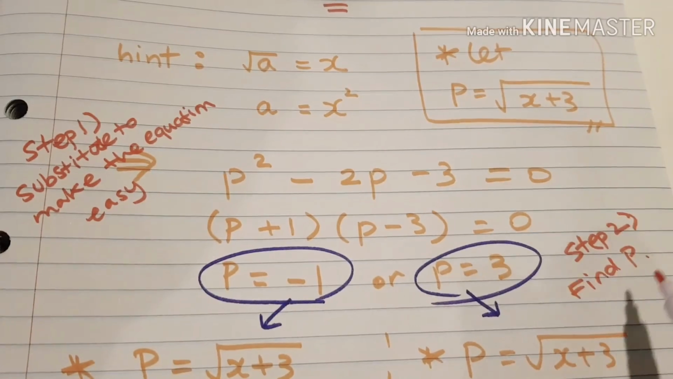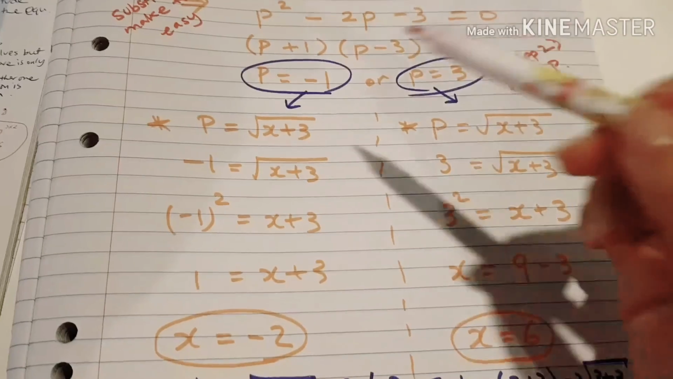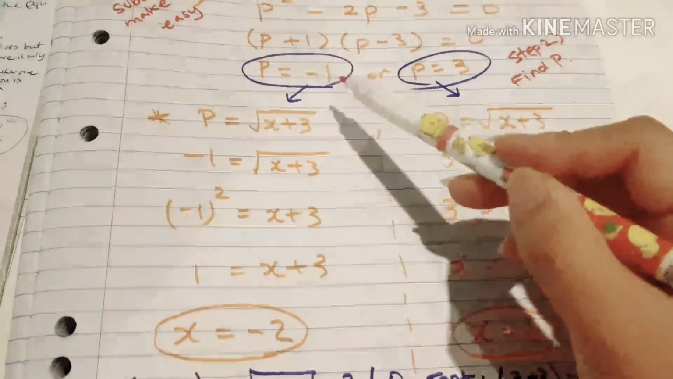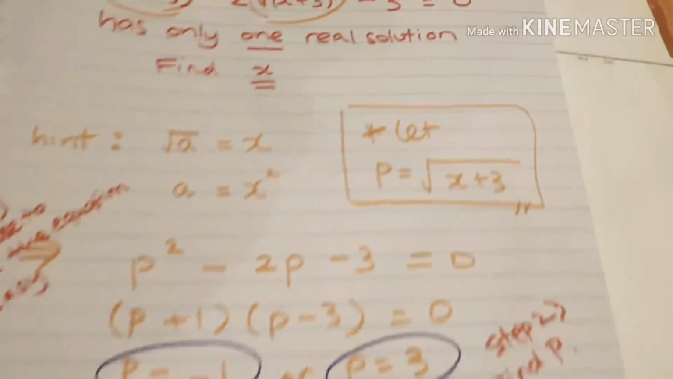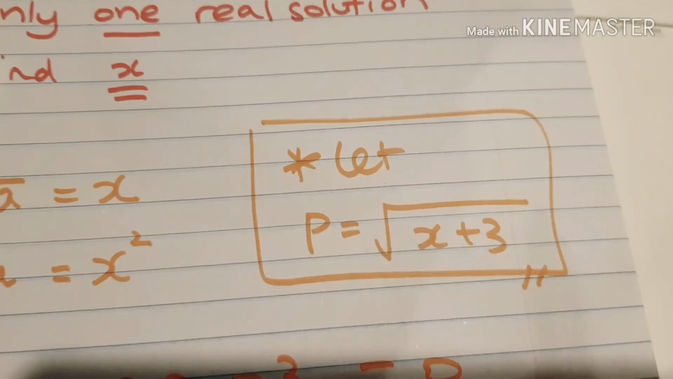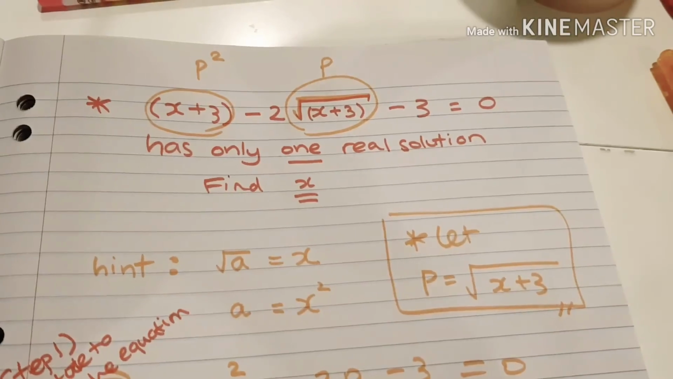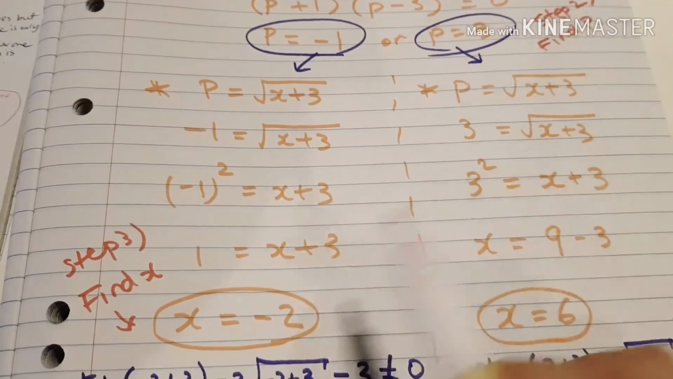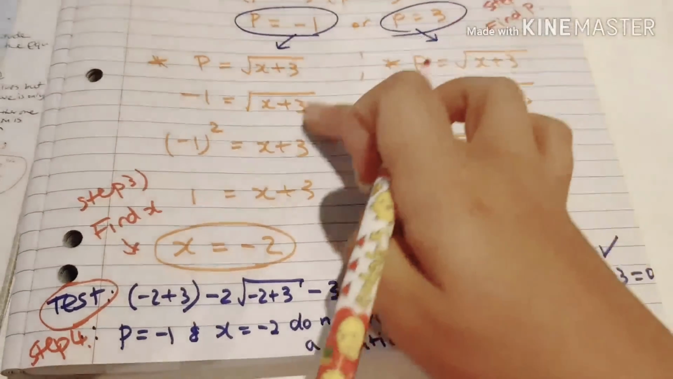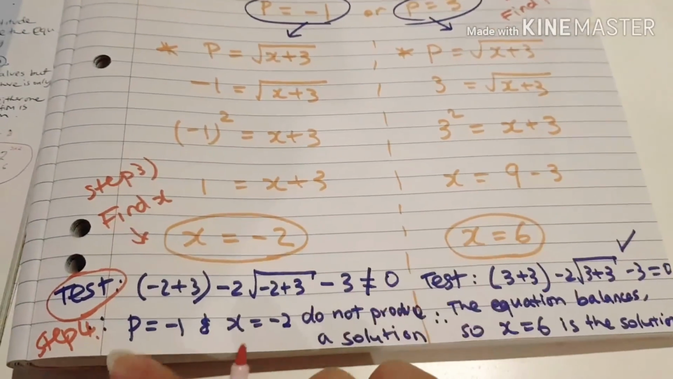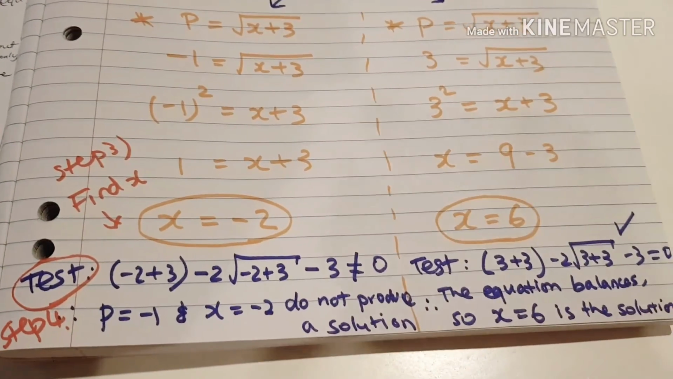Step 2, I'm going to find the P value according to that. Step 3, I'm going to substitute those values of P to calculate the original equation of X, where I put the P value into this one, like that. So step 3, find the X values. And step 4, if you got those X values, you need to test it, and write down the solutions.